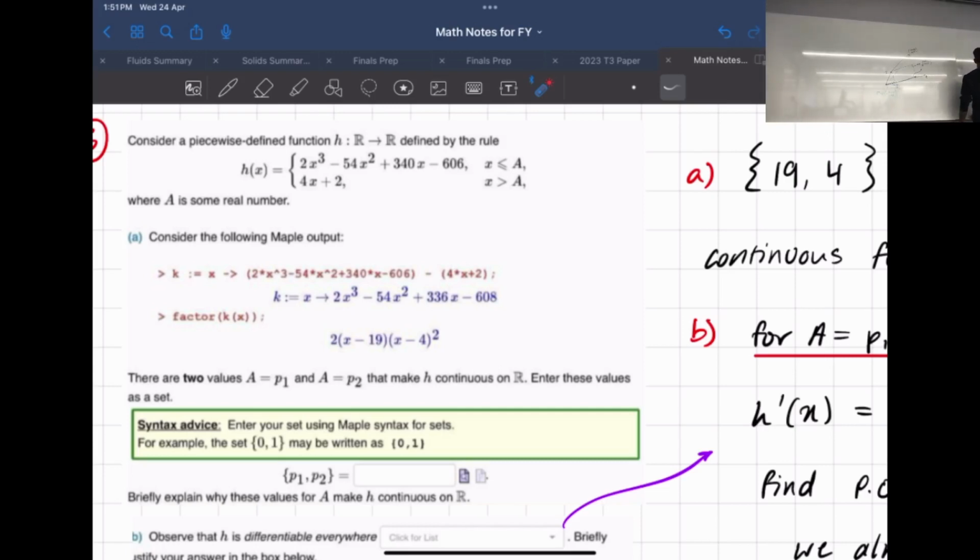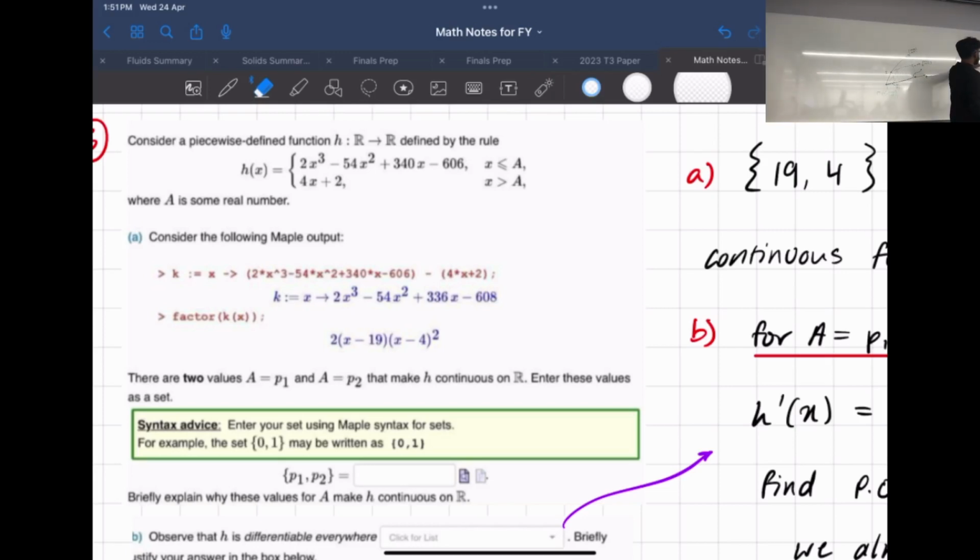Originally, let's say our function looked something like this, and something like this. So this is the linear function, and this is the cubic. Because of the discontinuity, because of the piecewise defined function, when we let them equal each other, we find the point of intersection. And what that does is connect the two ends together and makes it continuous.